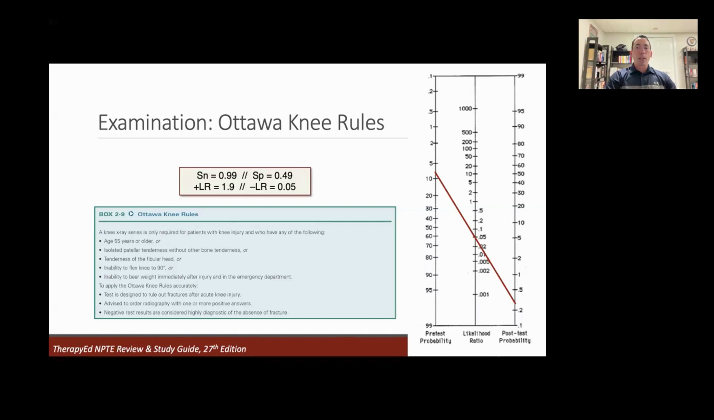So radiographs are recommended with patients who are age 55 or older, demonstrate isolated patellar tenderness without any other bone tenderness, demonstrate tenderness of the fibular head, are unable to flex their knee past 90 degrees, or are unable to bear weight immediately after the injury in the emergency department. If they have any one of those elements, you should order a radiograph. It's important to remember that these were developed in adults, not children, so you just can't apply these in children. You'd be much more likely to order a radiograph on a child than using these rules.